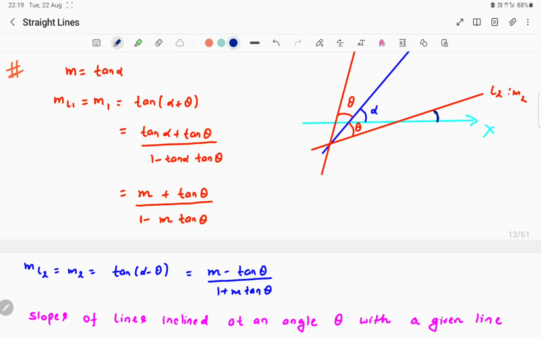So now we can open this. The slope of the first line is what? Tan of alpha plus theta. So what is tan (A plus B)? It is (tan A plus tan B) divided by (1 minus tan A tan B). Okay, you would have learned this in trigonometry.